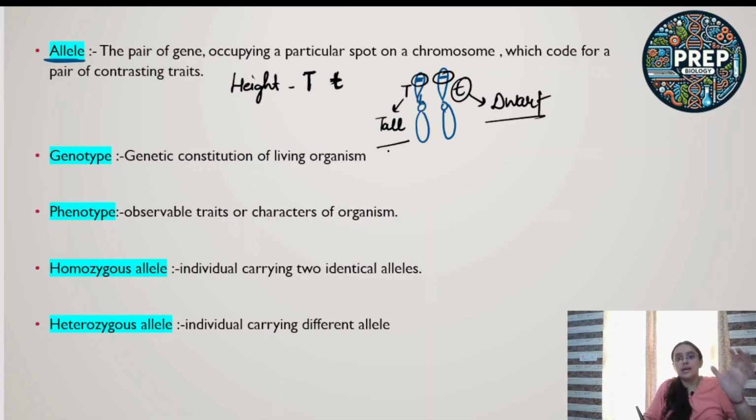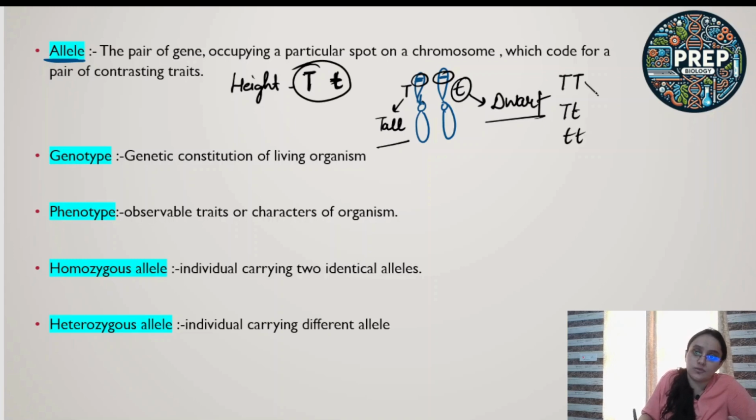So what is an allele? It is always in a pair. Remember, alleles are always in pairs. An allele is a pair of genes which are present on the same location on the chromosome and code for a particular trait. I hope this is clear to you all.